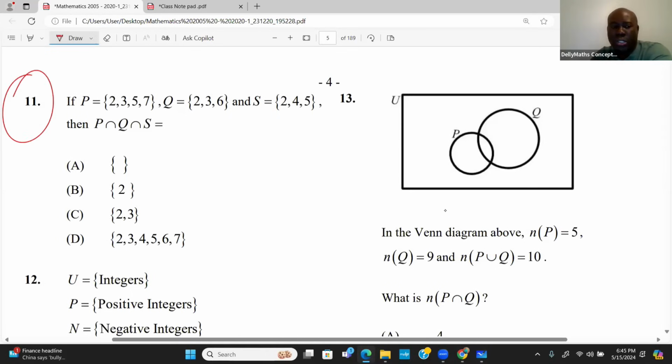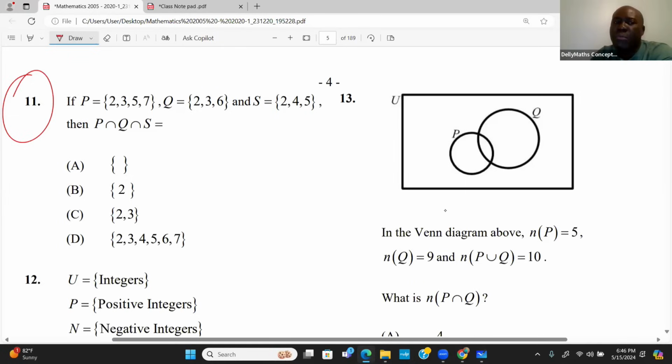So for this now, I need to talk to us about this, right? So this is sets. You might have been doing sets probably from primary school, whenever. So let's take a look at what they want here. It says if P is equal to 2, 3, 5, 7, right? And in set Q, you're dealing with 2, 3, 6. And S, you're dealing with 2, 4, 5.